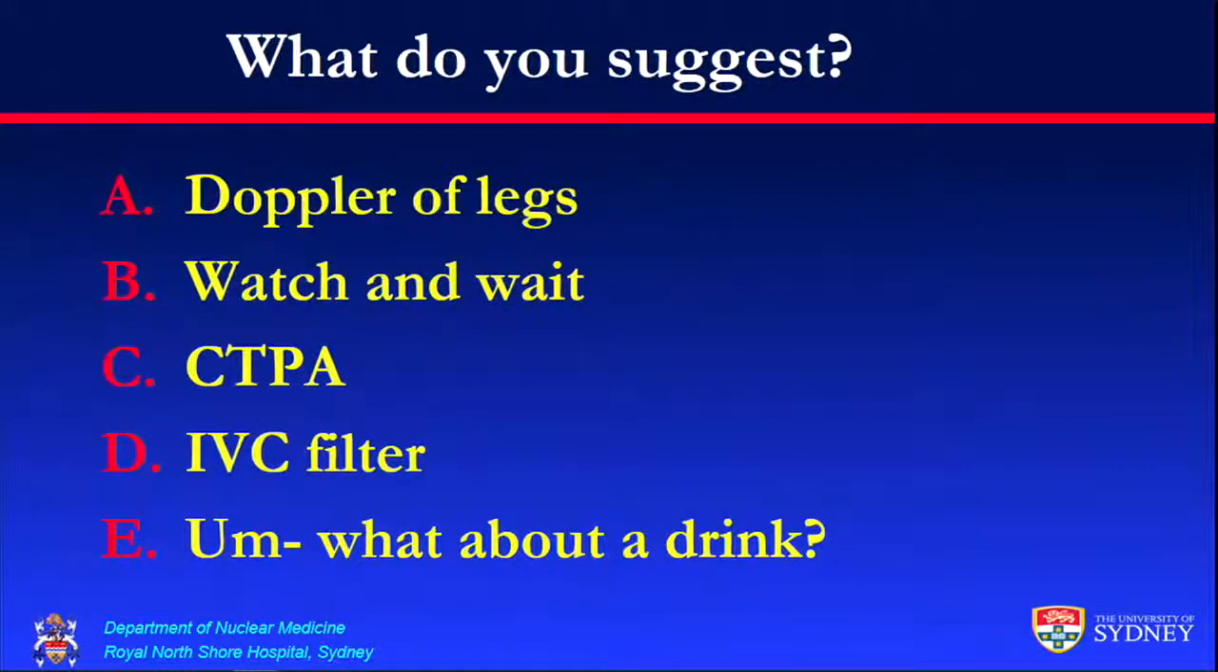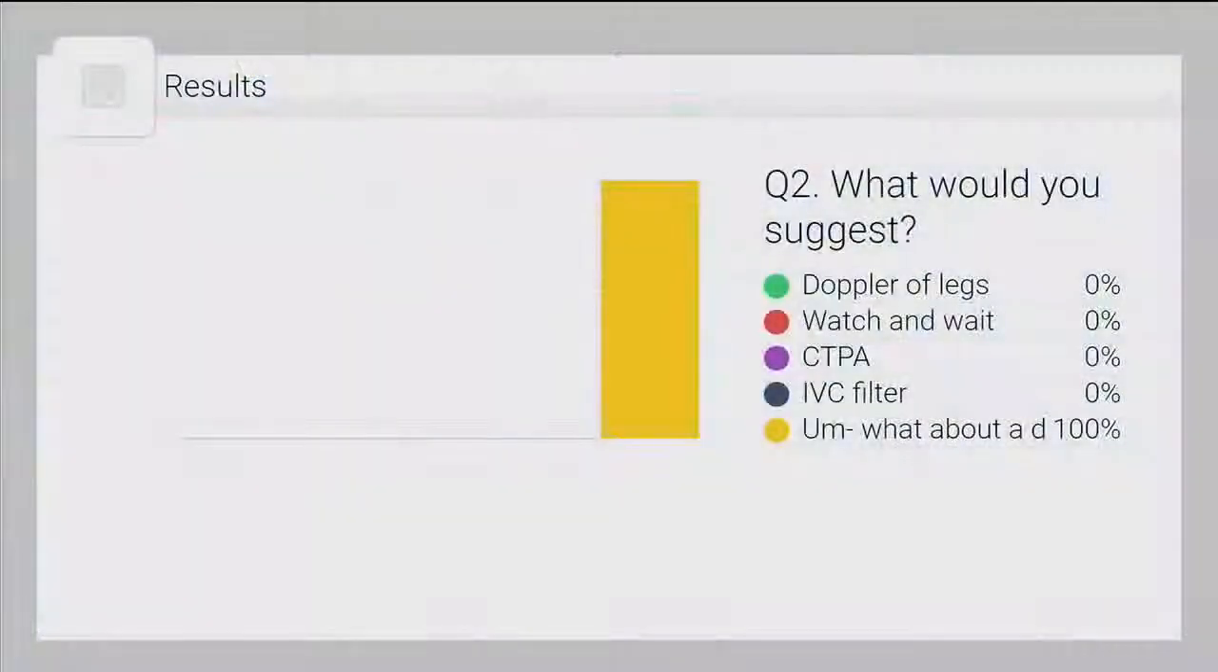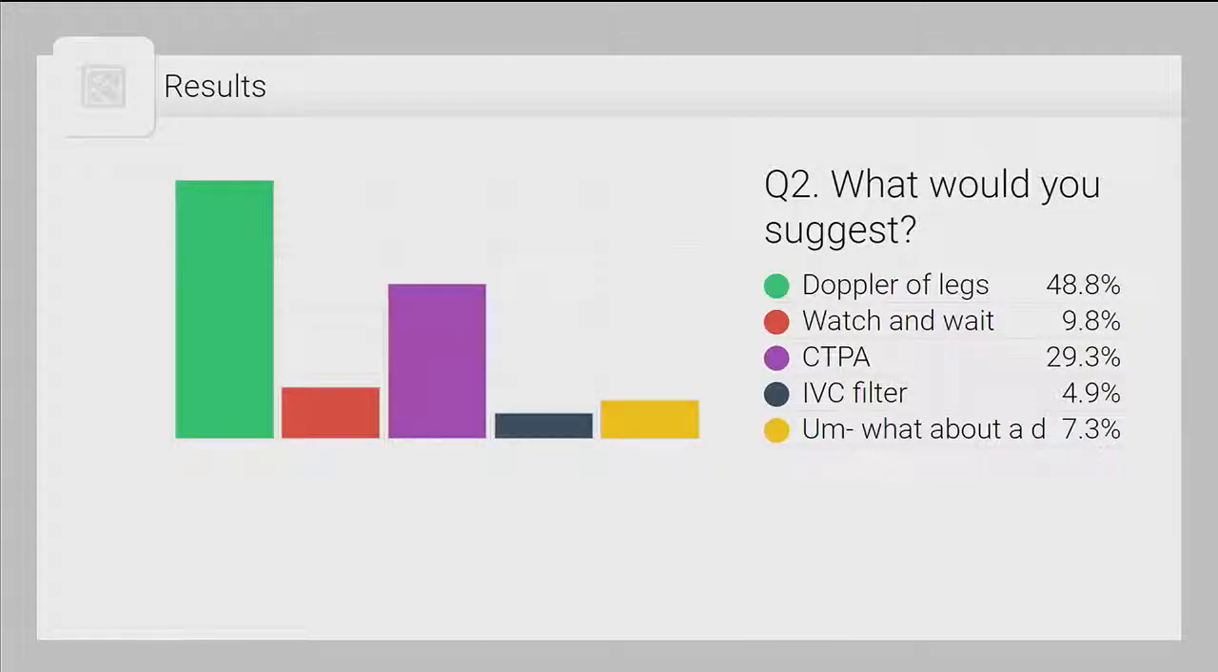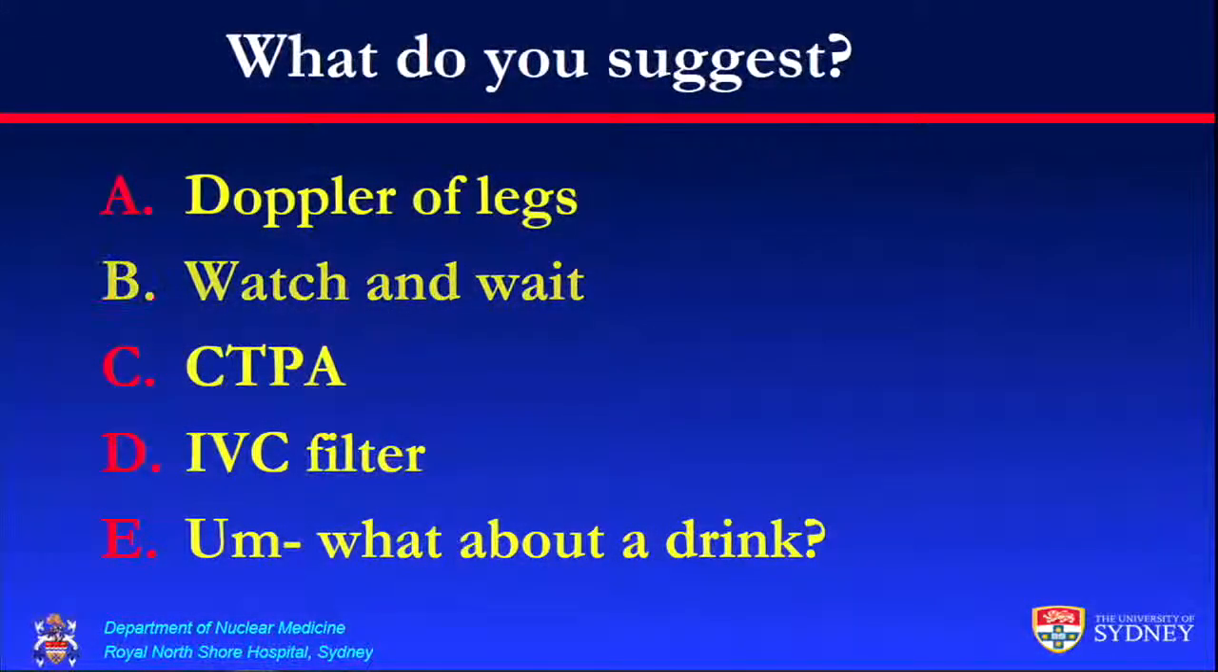So what would you do now? Are you going to do a venous Doppler? Just going to watch and wait? Maybe it's time to get that CTPA, put in a filter. No, I'm still just hanging out for a drink. Okay. There's a few of us waiting for that drink. Well done. But most people want to do a Doppler or a CTPA.